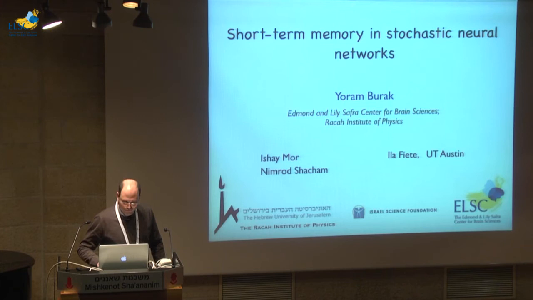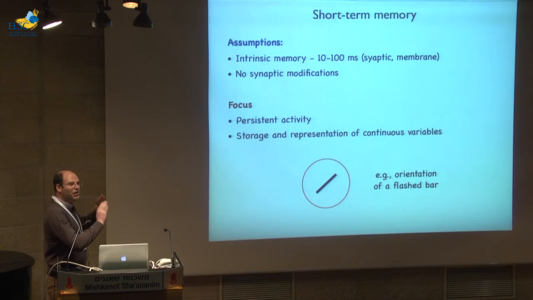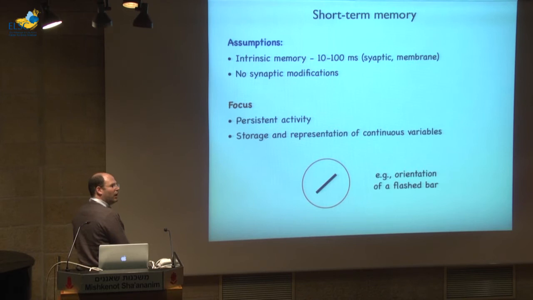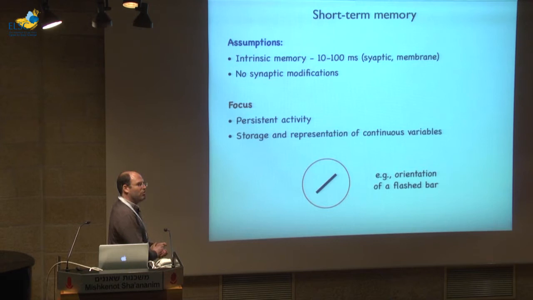Okay, so here are the assumptions that I'm going to make. You can argue with both of them, but this is what we'll do today. I'm going to assume that single neurons have a short memory on the order of 10 to 100 milliseconds, coming from the dynamics of the synaptic currents and from the dynamics of the membrane potential, no longer than that. And I'm going to assume that short-term memory does not involve any synaptic modification.